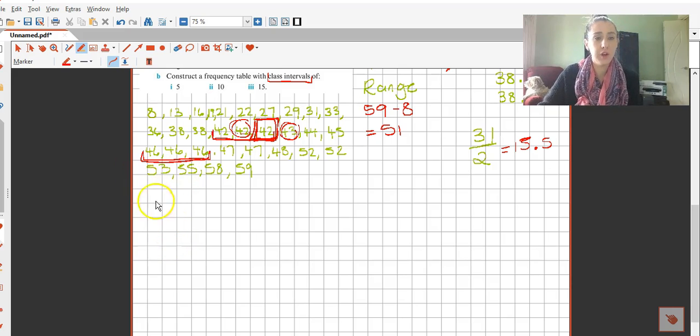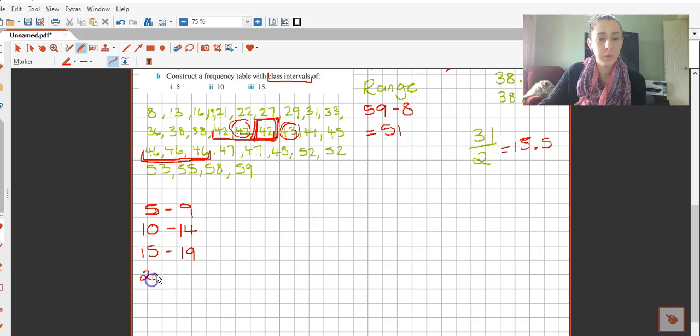So if I'm going to make these intervals, I'm going to say that, because 8 is my lowest number, 59 is my highest, I'm going to start my class intervals at 5 ice creams, and then I'm going to go to 9 ice creams. Because that way, for the interval of 5, I've got 5 ice creams, 6 ice creams, 7 ice creams, 8 ice creams, 9 ice creams. So you can see that that is an interval of 5. So then my next intervals are going to start at 10, and that's going to go to 14. And then 15 up to 19, 20 to 24, and so on.